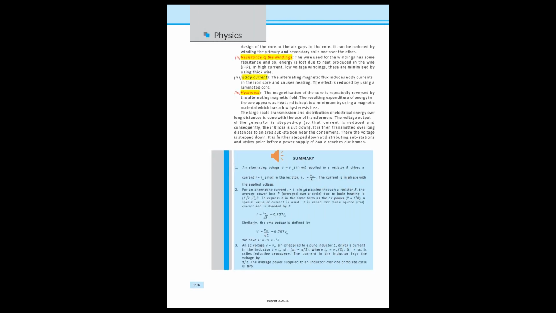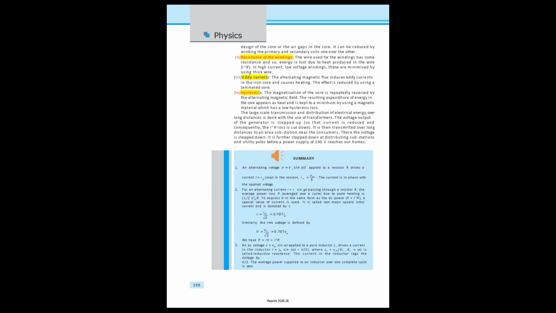1. Flux leakage. There is always some flux leakage. That is, not all of the flux due to the primary passes through the secondary due to poor design of the core or the air gaps in the core. It can be reduced by winding the primary and secondary coils one over the other.